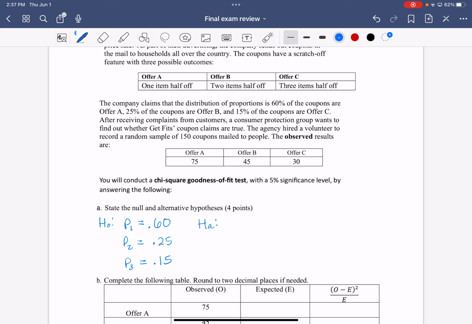The alternative, well, remember, the customers are upset about this, right? Because they think these proportions aren't right. They're thinking that they're getting gypped on these coupons. So the alternative, this one could be slightly different, but it should be along the lines of at least one of the coupon proportions claimed by the company is not true or not correct.